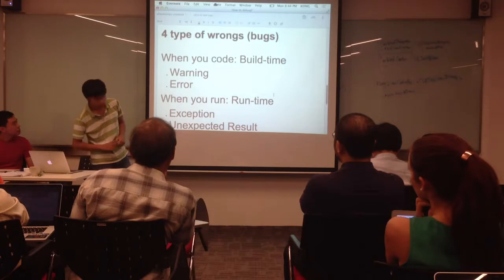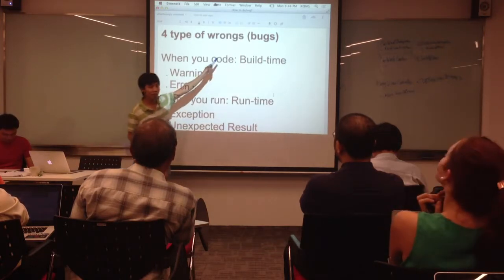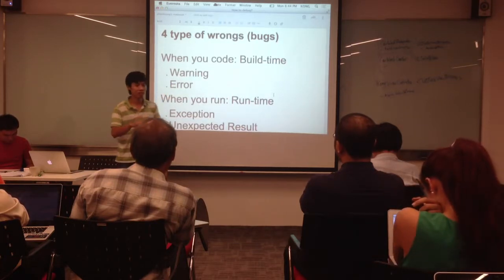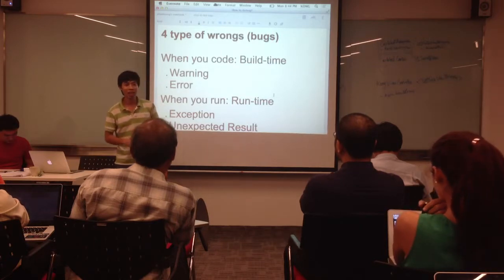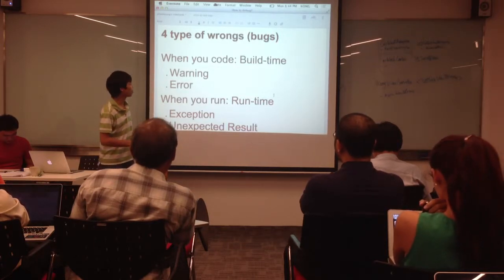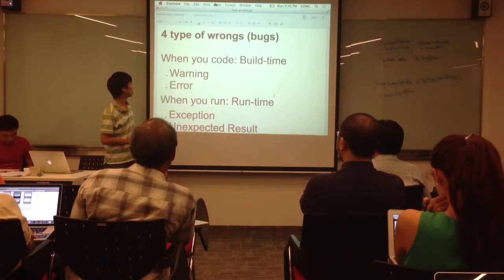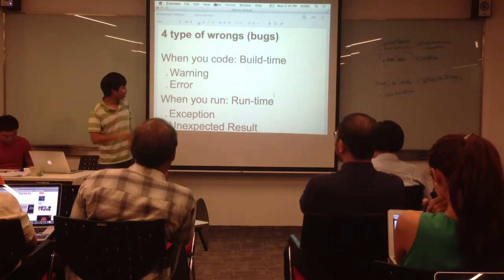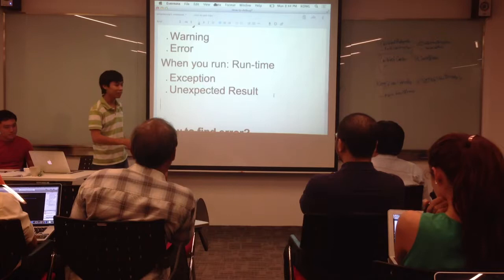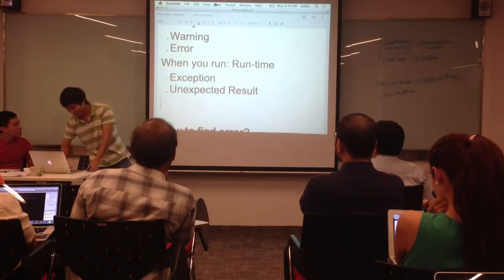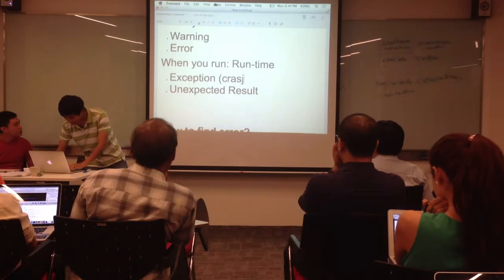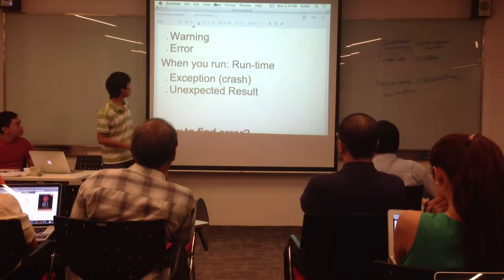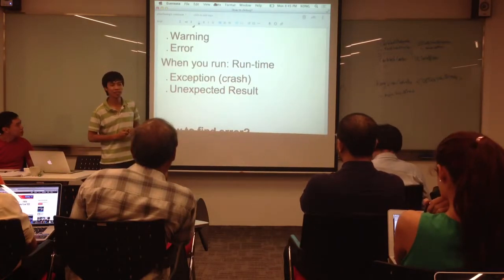There are 4 types of error. First of all, the one when you build and you see the error, like Xcode shows you something, that is the one at build time. That is a build time error. So there is a warning or there is an error. Later we can go there. Another error is when you run it and it crashes. Then it is an exception or crash, or it's an unexpected result.